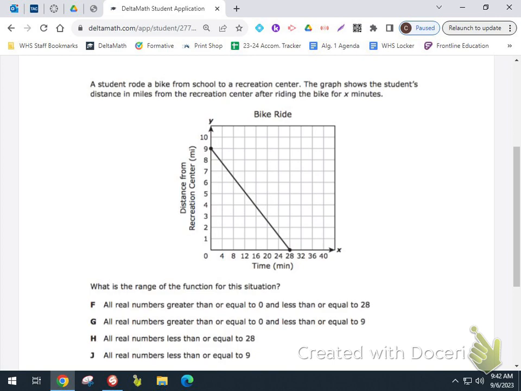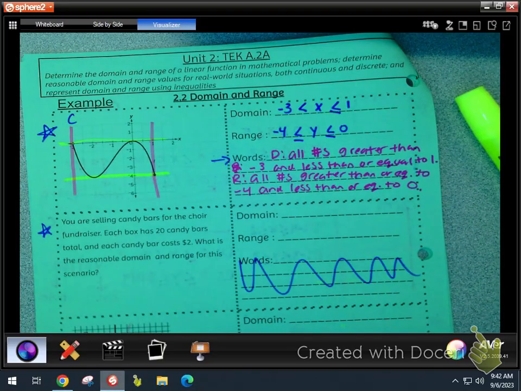So they're going to put, this guy wants the range. They are going to put answer choices that are the domain. So don't get tripped up on those, because you have to really interpret the problem and know what they're talking about, okay? So that's what we're going to work on as soon as we're done with this. Let's talk about this word problem.